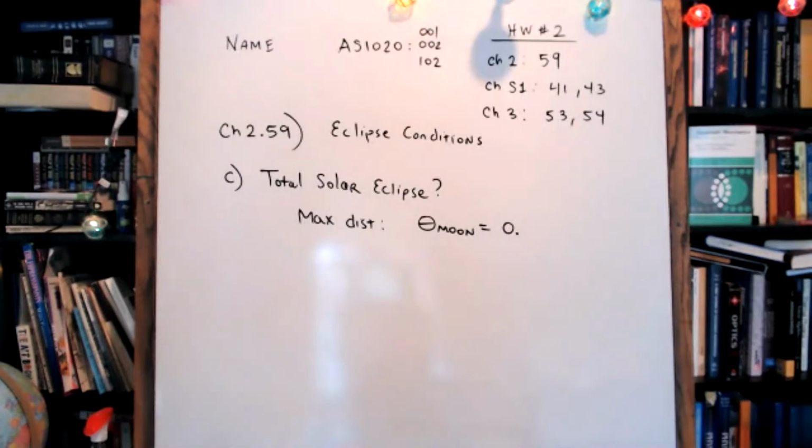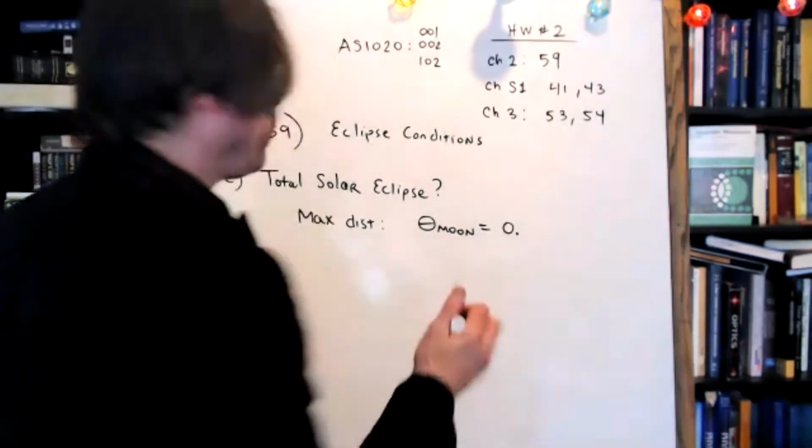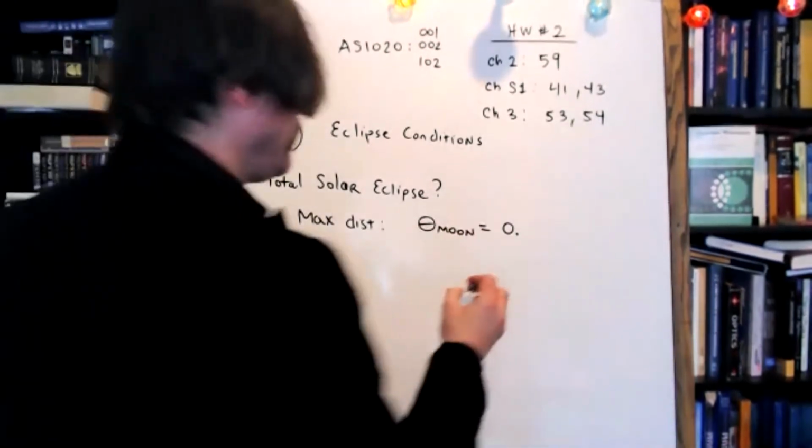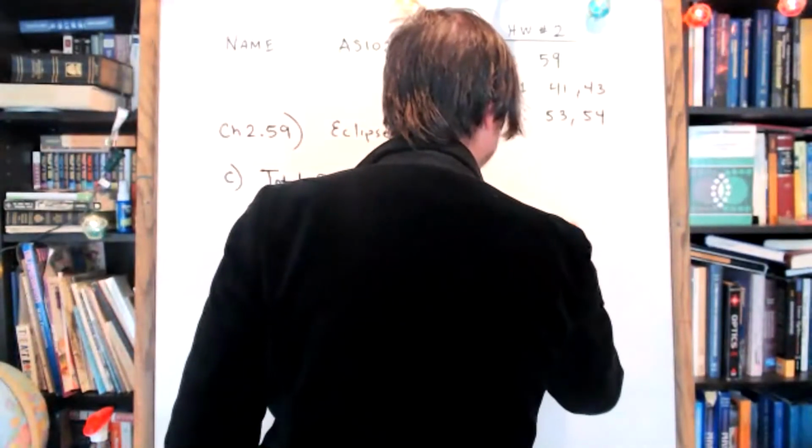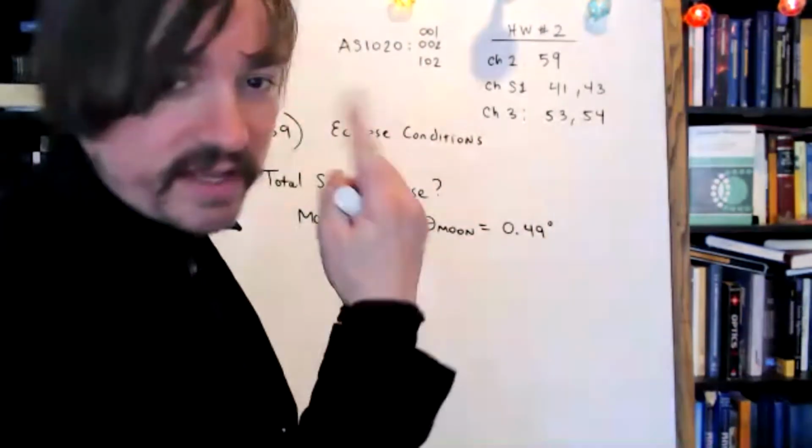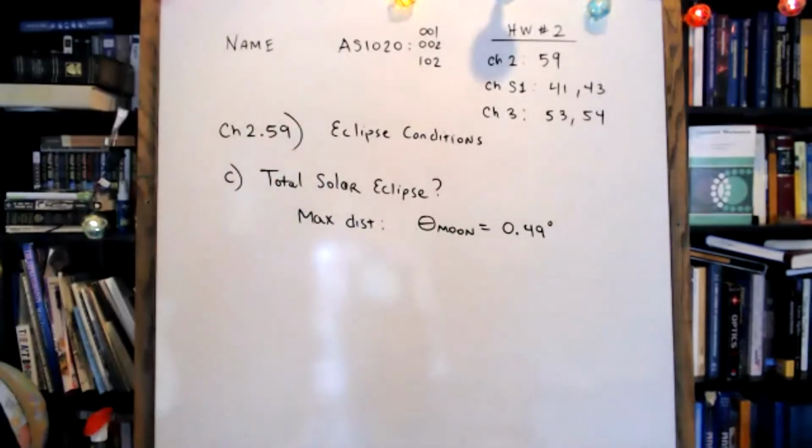0.49 degrees. Wait, is that the max distance or min distance? Max distance. Oh, right. Maybe no. Yeah, no, it should be. Correct me if I'm wrong. No, you're right. I'm sorry. That's last night's whiskey talking there. I just made a mistake.